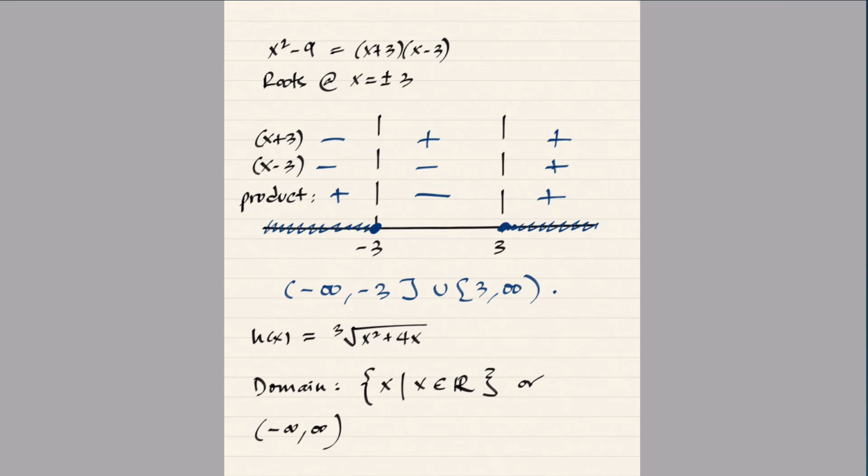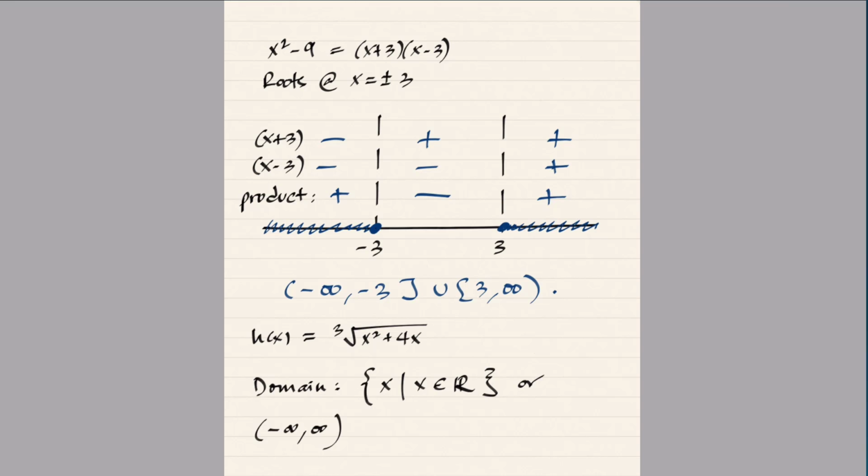So I use the script R for the reals and the epsilon, which looks like a euro symbol. That notation indicates is a member of, or is an element of, or is in. So that's the way we would say all real numbers in set builder notation. And if you wanted to say it in interval notation, it would be the interval from negative infinity to positive infinity.